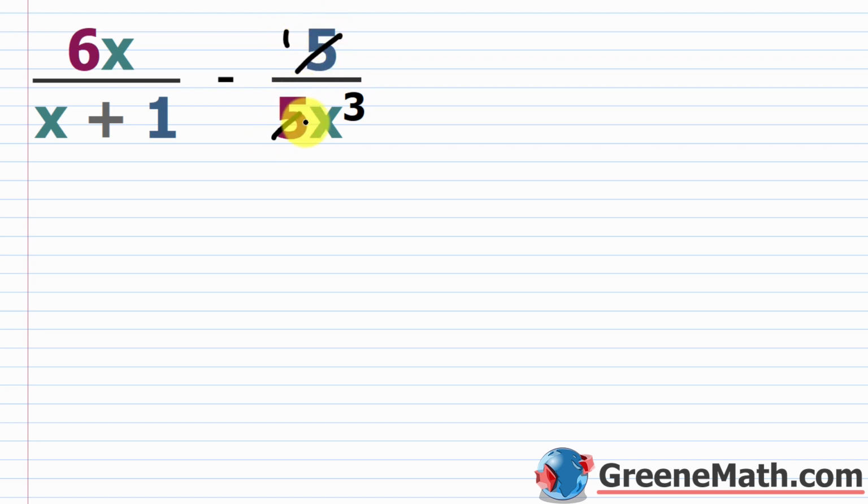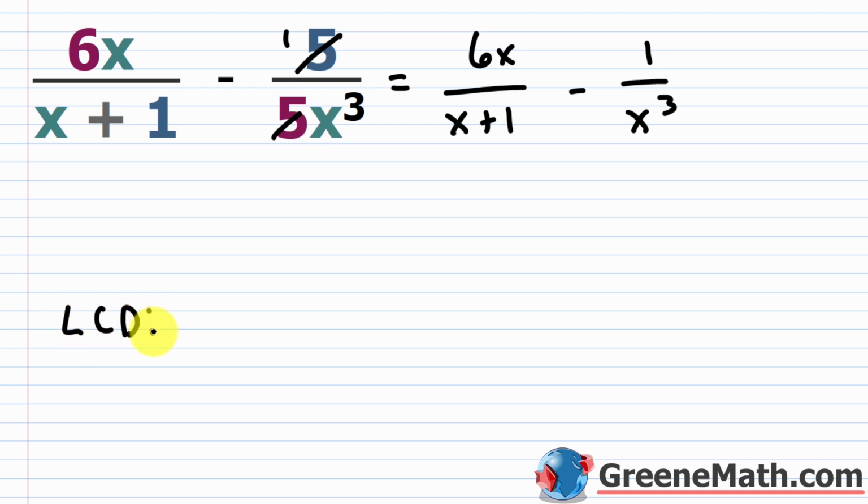And I'm going to put a 1 up there. You don't need a 1 down there. It's unnecessary. Let me just rewrite this as 6x over x plus 1 here, and then minus 1 over x cubed. Now, the next thing is if you're adding or subtracting fractions or rational expressions, you have to have a common denominator. So what is the LCD here? What is the least common denominator? We talked about that in the last lesson.